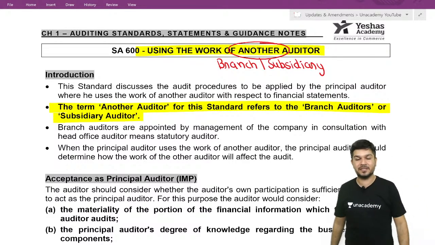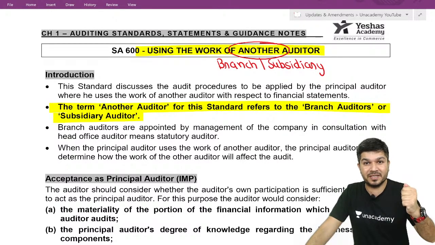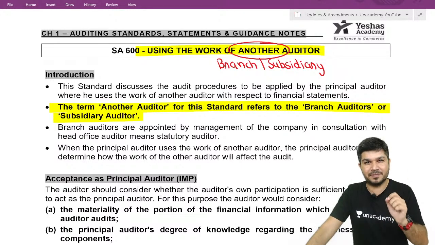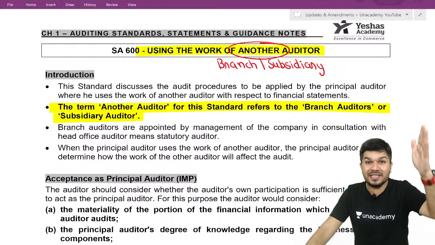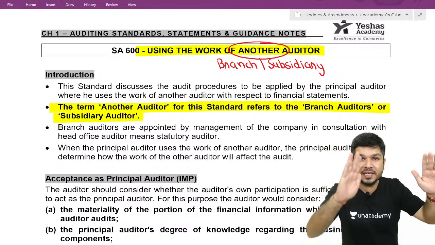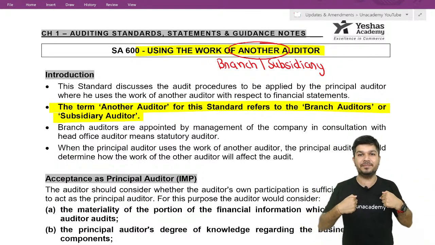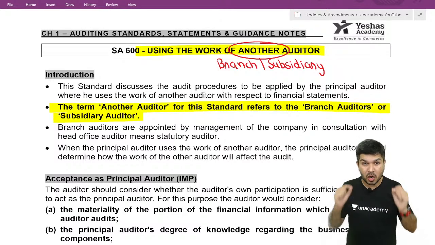Okay, Prem says yes. See Prem, SA 600 will clarify whether we are responsible for the work done by the branch auditor or not. But just imagine, the branch auditor will also be a chartered accountant. I'm using his work. Here he has checked it. If later on a fraud is discovered in the branch, only he will be responsible, not me. Sir, where is it written? It will come up. So we will not be responsible.